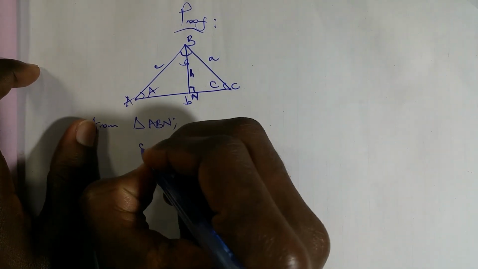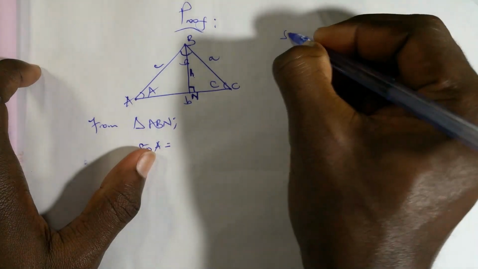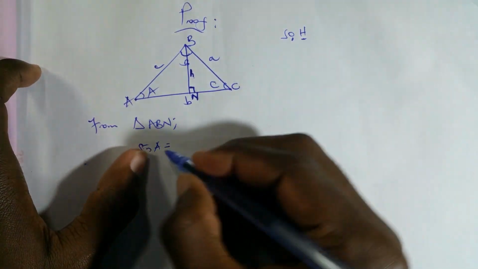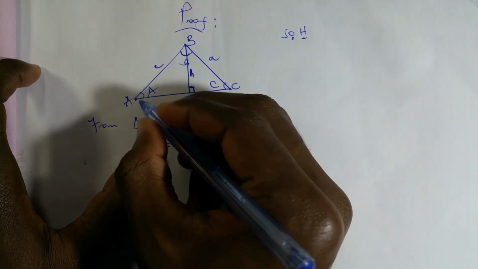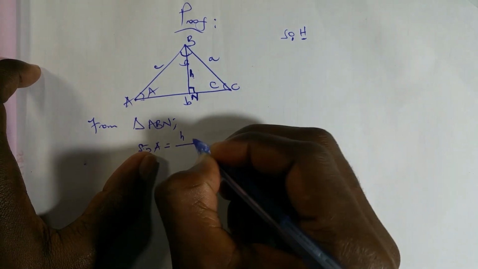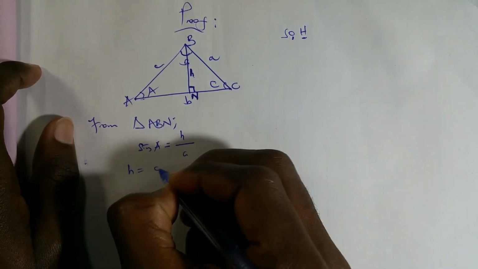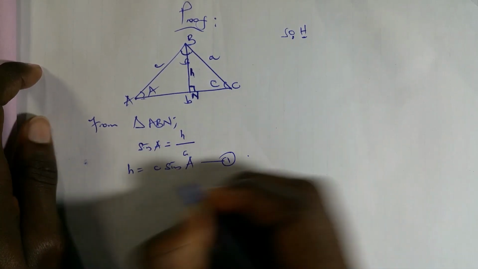So we say sine A is given by, remember from our SOHCAHTOA, sine is given by opposite out of hypotenuse. So we have here opposite, which is h, opposite to that angle is that side, out of hypotenuse, which is c. So what does it mean? Our h is given by c sine A. We can give that equation 1.